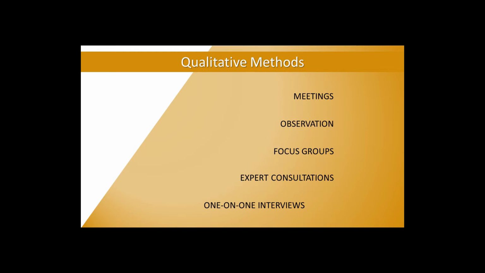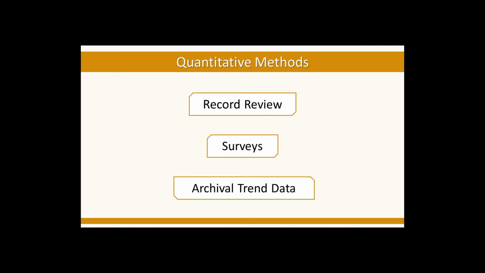specialist for specific resources. Quantitative methods are useful in that they often take less time to administer than qualitative methods. They are also easier to evaluate and may produce clearer, more objective results. Quantitative methods include record reviews, surveys, and archival trend data. A record review is a gathering of data from pre-existing records and usually takes the form of statistics that were previously collected for other purposes.